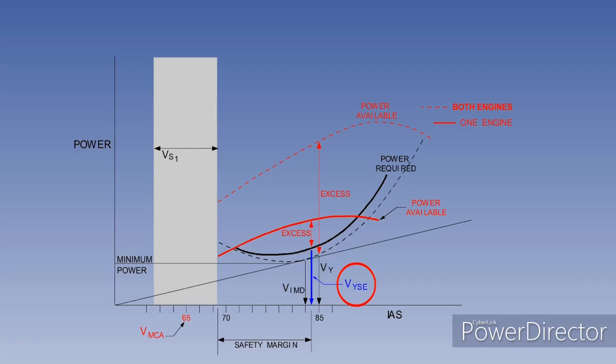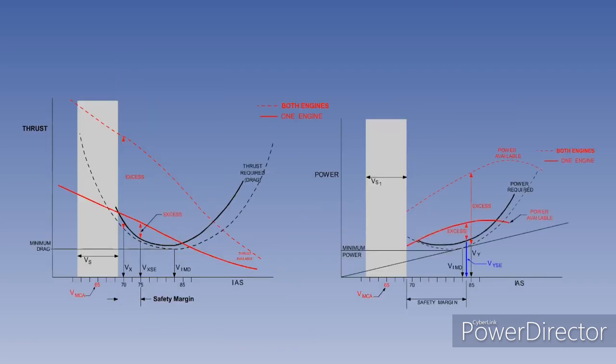of climb. Vy and Vyse are higher than Vx and Vxse, and provide a safer margin above both stall and VMCA. Under most circumstances, Vy and Vyse are the best speeds to use. On small twin-engine aircraft, Vyse is marked on the airspeed indicator by a blue radial line, and is referred to as blue line speed.